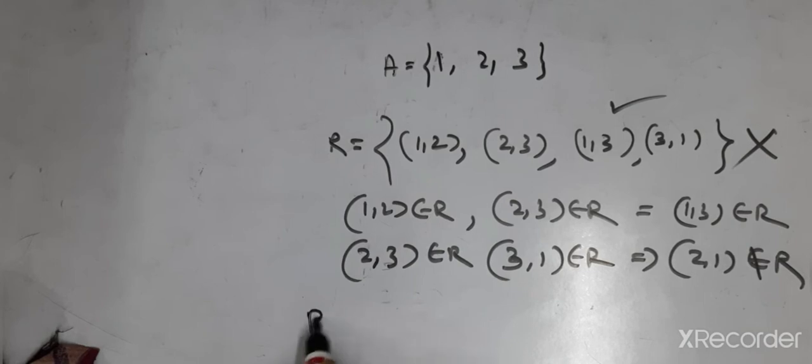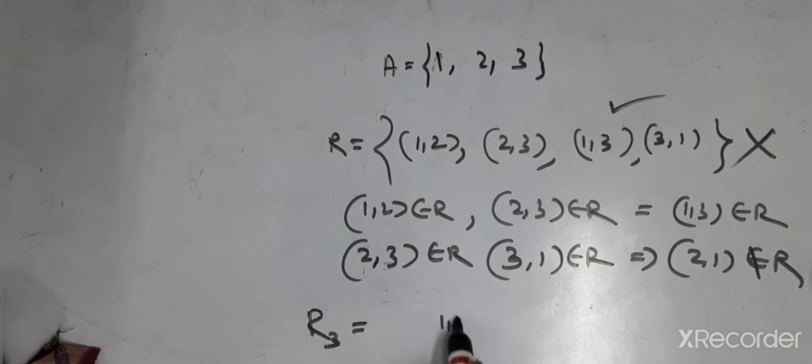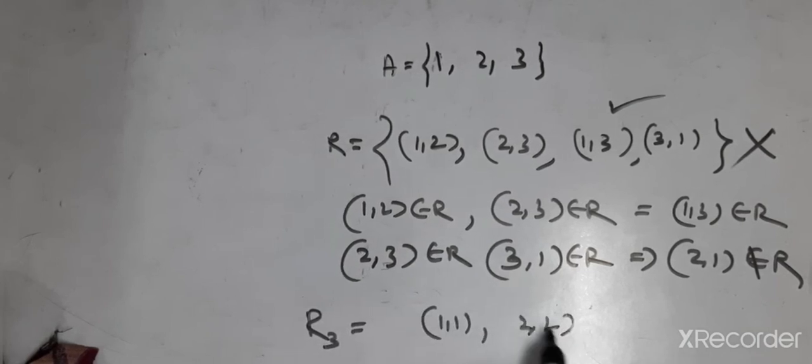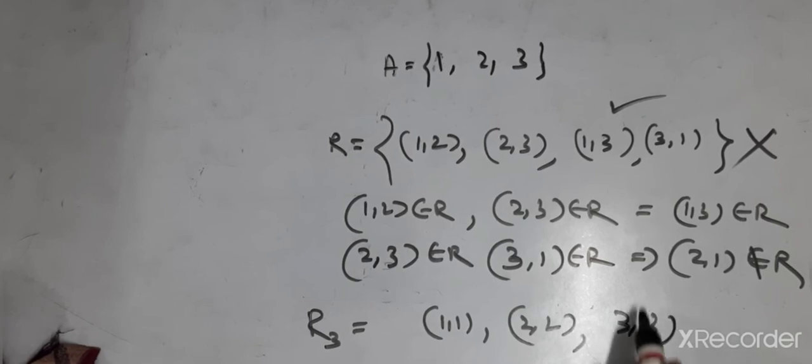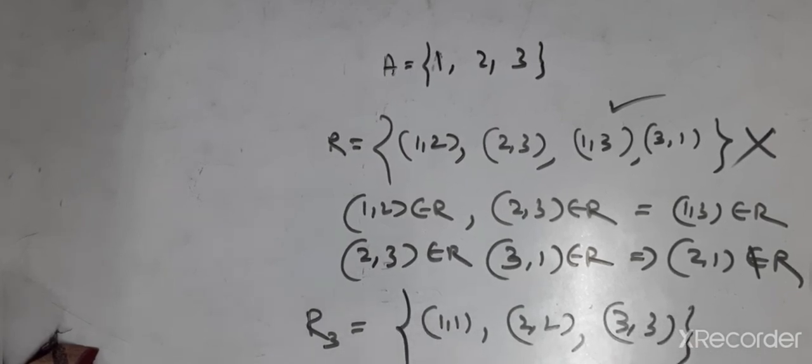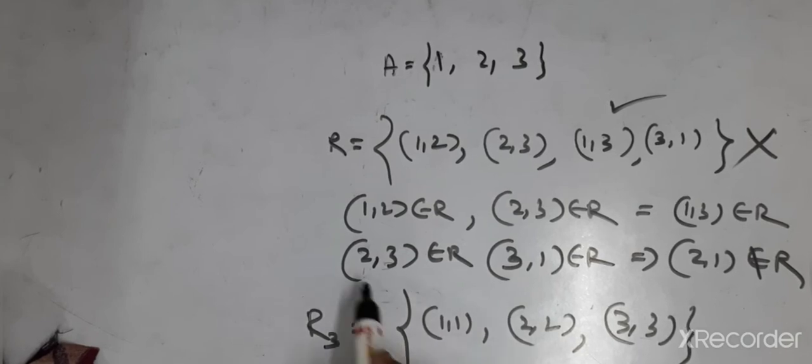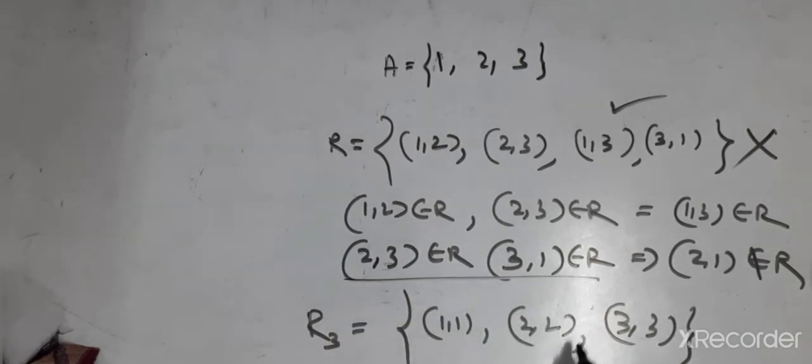Take another example, say R3, that is (1, 1), (2, 2) and (3, 3). It is clearly transitive because there is no such pair of relations. So (1, 1), (2, 2), (3, 3) is transitive.